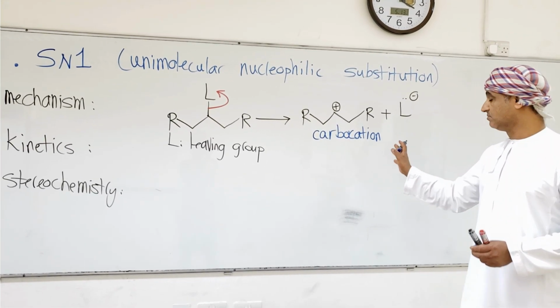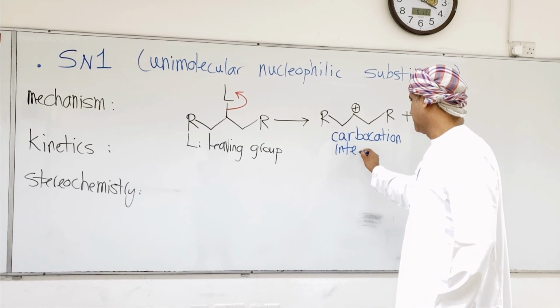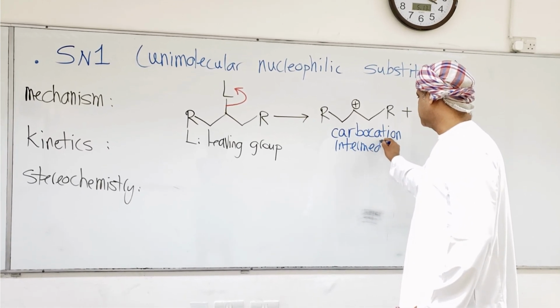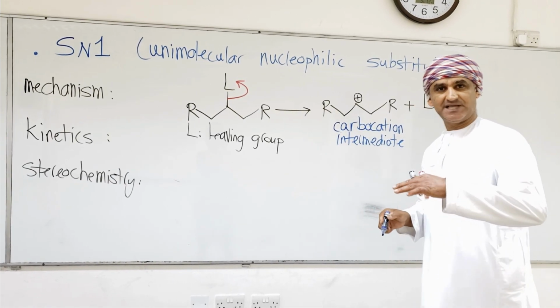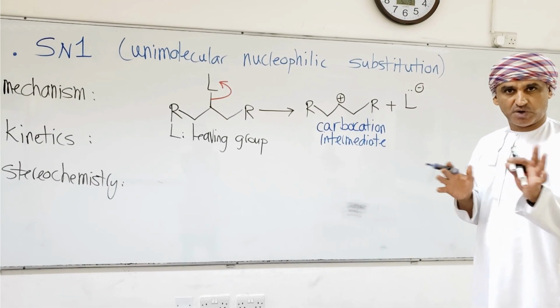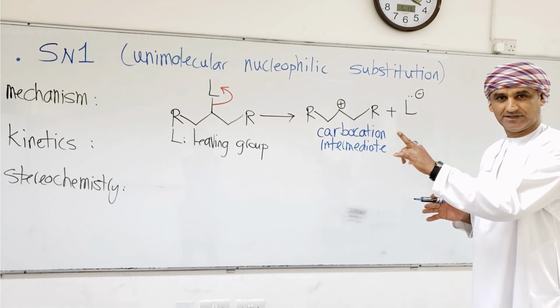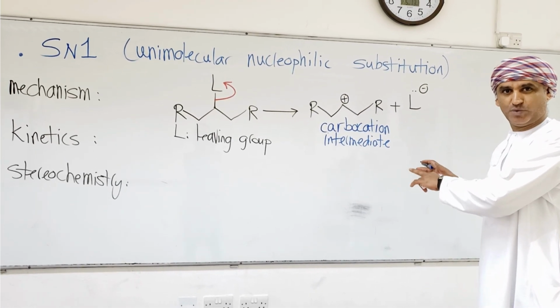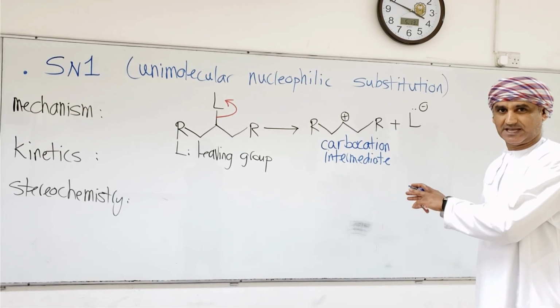So there is an intermediate now. So this is a carbocation intermediate. And if you recall, in SN2 reaction, the nucleophile attacks and the leaving group leaves at the same time. So there is no chance for intermediates in the SN2. On the contrary, here in SN1, there is a carbocation intermediate.